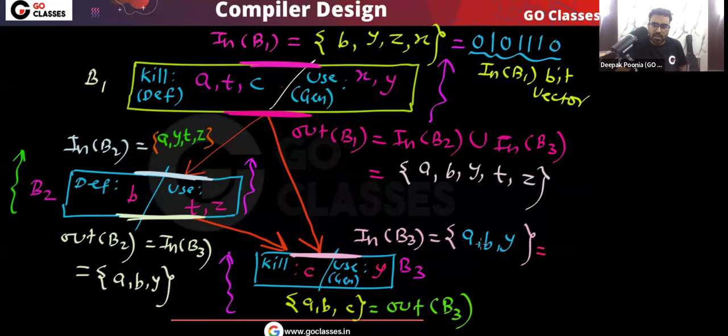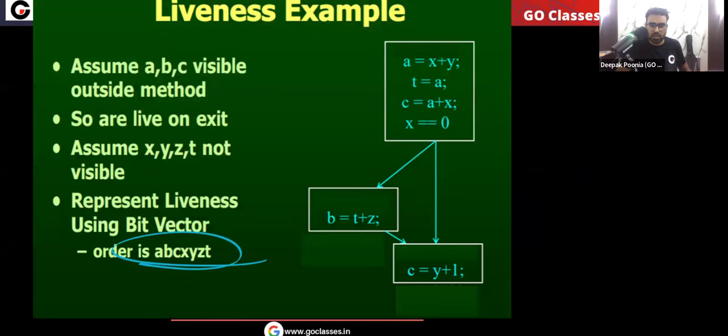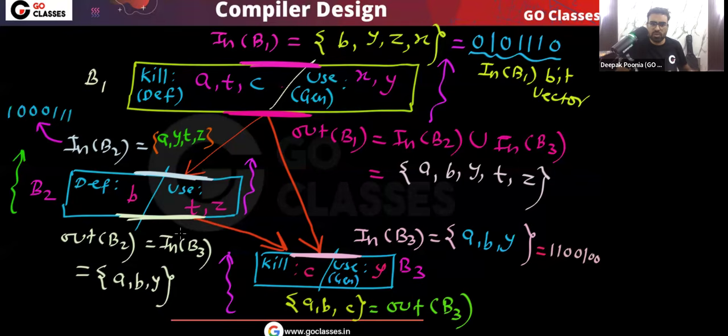What about in of B3 bit vector? You can see AB, so that is 1 1. C is 0, there is no C here. In of B3, ABC XYZT. Very simple. What about in of B2? Here you can see A, B, C, X, Y, Z, T. This is the order. So very simple. I hope you understood this point. And at the end, you already know A, B, C, X, Y, Z, T. This is given to us.